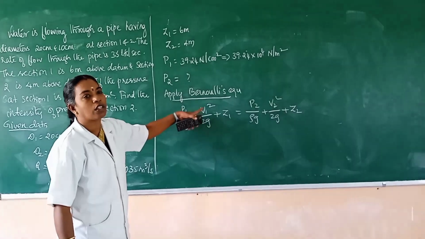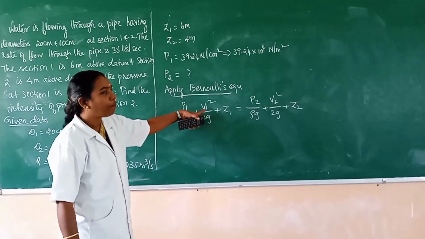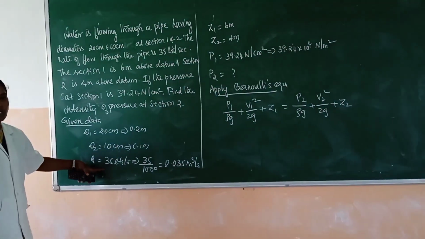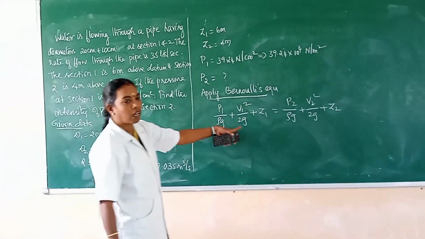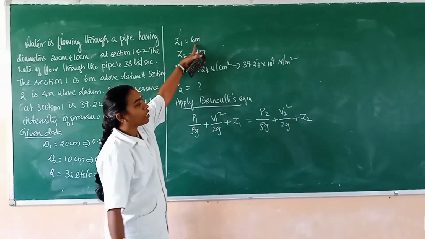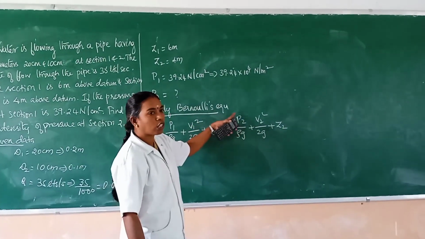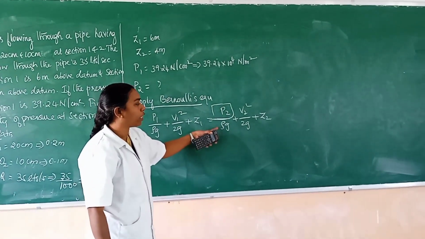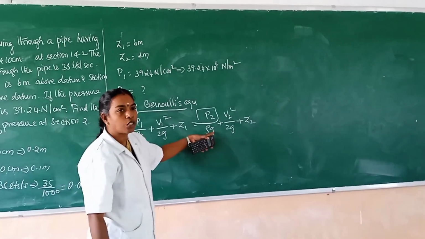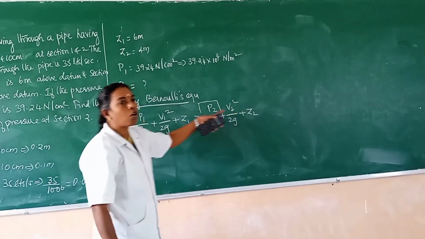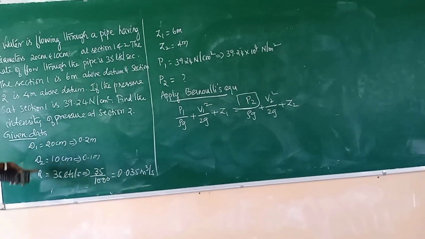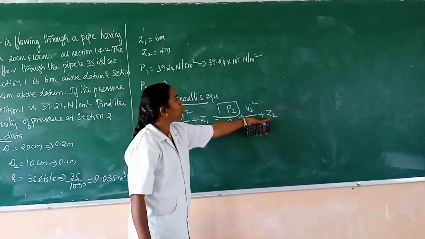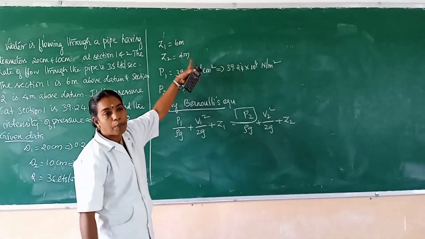But V1 is not given, we need to find it out. For finding V1, they have given us the diameter and also the Q. In the same way, g we know, and Z1 is given as 6 meter. Similarly, we need to find the P2 value. Here also the water is flowing, rho is the density of water, g is acceleration due to gravity. V2 we also don't know; instead of V2 they have given the diameter and also the discharge. So first we need to find V1, V2, and Z2 is given as 4 meter.